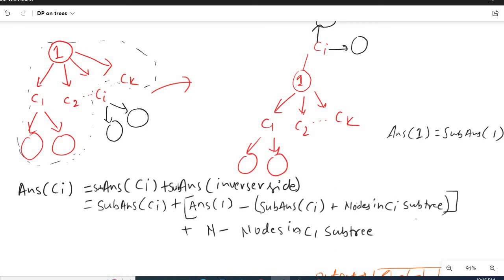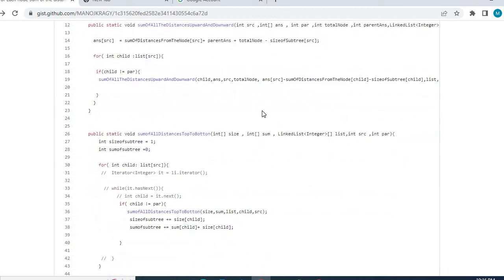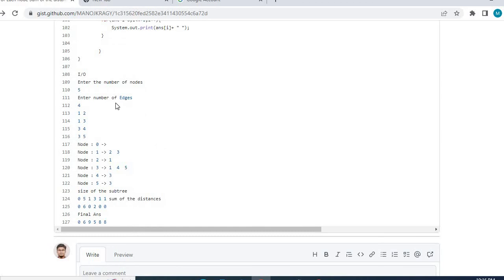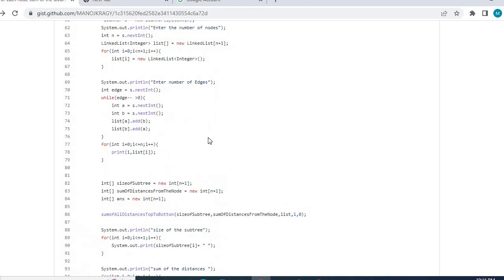I have put this question in the description, and I have put the solution of it. So there is an input and output. We enter the nodes, 5 nodes, and the edges, and I have printed, for 0 there is no node, for 1 there are 2 and 3 as child nodes, and the size of the subtree, the sum of the distances, and the final answer is this 0965. So you can just go through that logic.